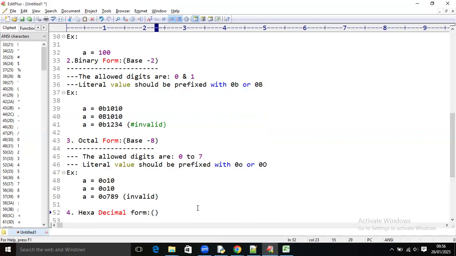Base 16. Hexadecimal means 16. That is from 0 to 15. No, 0 to 9 and from A to F. Base 16.